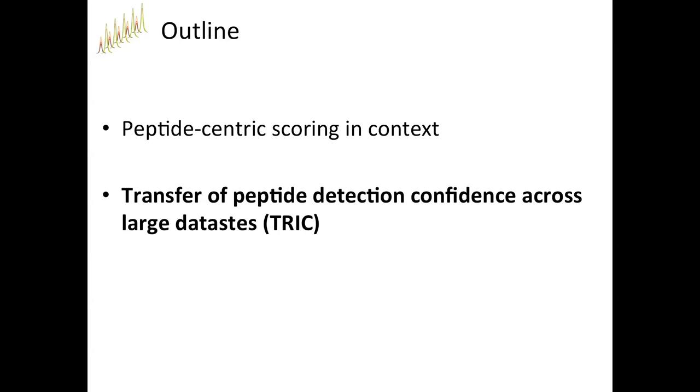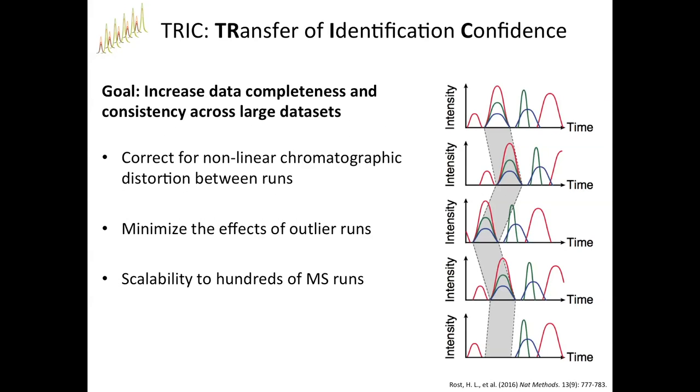Any other questions? Okay, so now I will talk about the software called TRIC, which stands for Transfer of Identification Confidence. The goal with this processing step is to correct for nonlinear chromatographic distortions between different runs in a large data set, and to minimize the effect of outlier runs to get a fairly comprehensive and complete data matrix. The goal of this tool was to really be able to scale up the analysis to very large data sets.